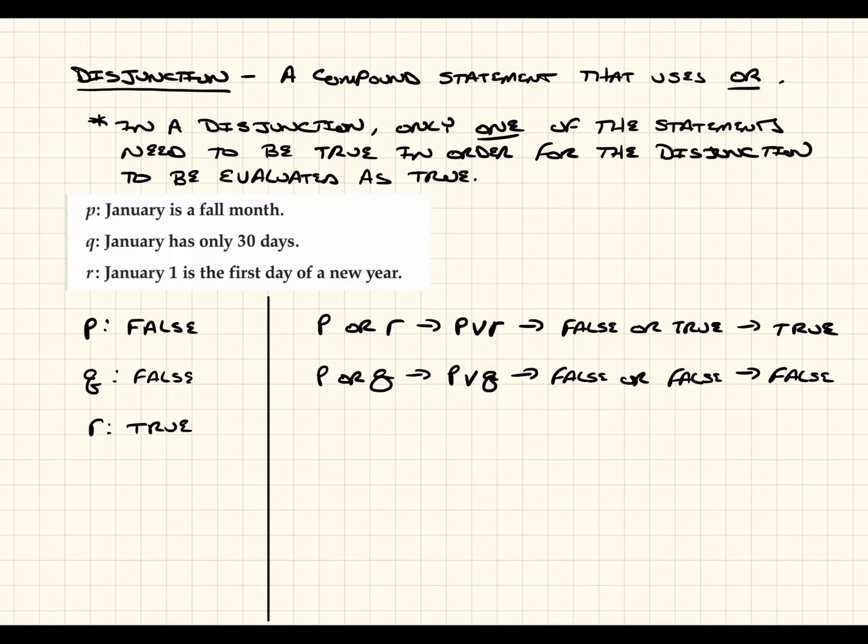What about a disjunction with a negation? What if we were to write a negation for statement P? What might that look like? Statement P says that January is a fall month. The negation of that would be not P: January is not a fall month. That's the negation of statement P.